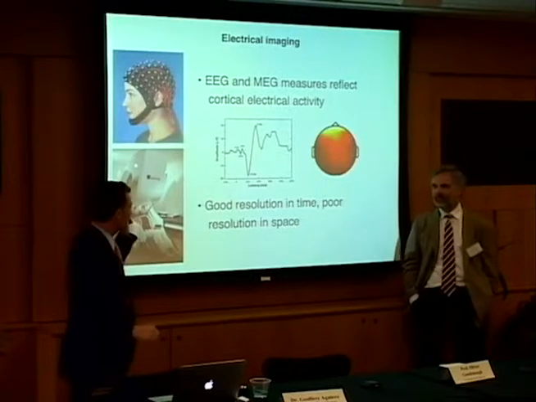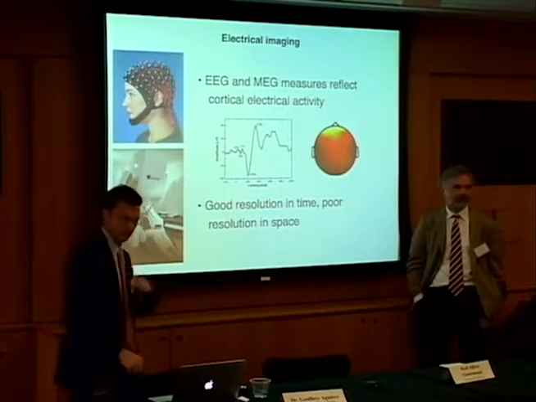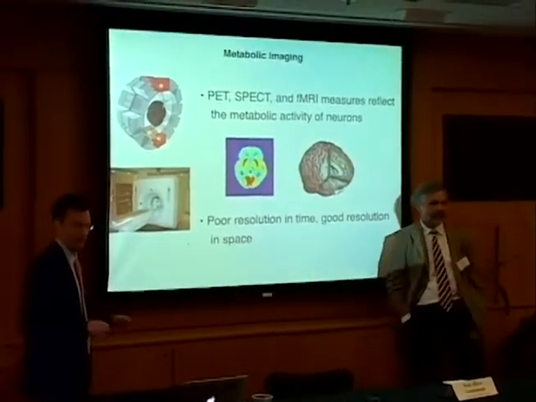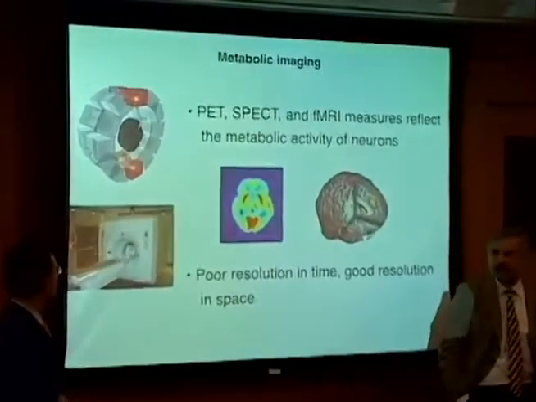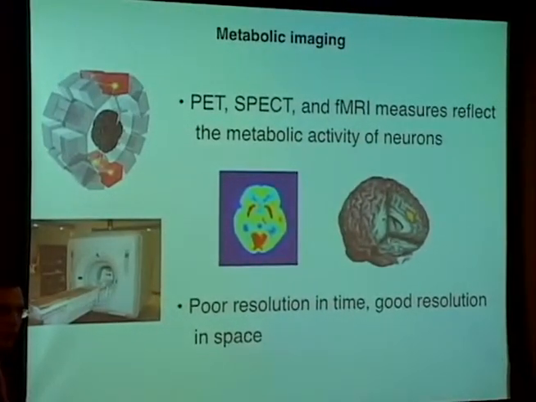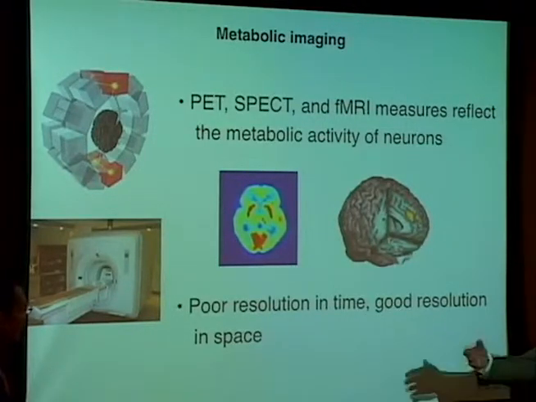Okay. Now we can contrast these electrical imaging techniques with what I'm going to call metabolic imaging techniques. Some methods in this category include PET, positron emission tomography, SPECT, single photon emission computed tomography, and fMRI, functional magnetic resonance imaging. That's the one we're going to talk about some more in just a minute. And tomography is a $10 word for... Tomography.